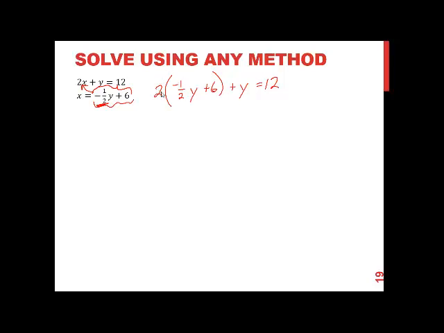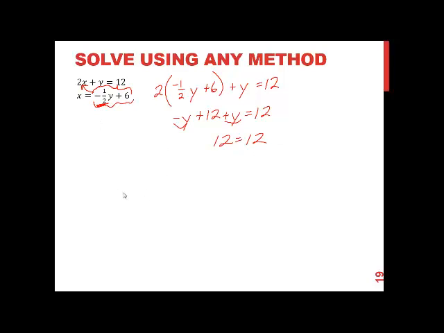When I distribute this, 2 times the negative 1/2 y is a negative y. 2 times 6 is 12 plus y equals 12. Combine my y's and I get 12 equals 12. Now, again, back in the good old days when we'd solve a linear equation and we came up with an answer that is true with no variables in it, like 12 equals 12, we would say that the solution was all real numbers. In this case, it's a little different.